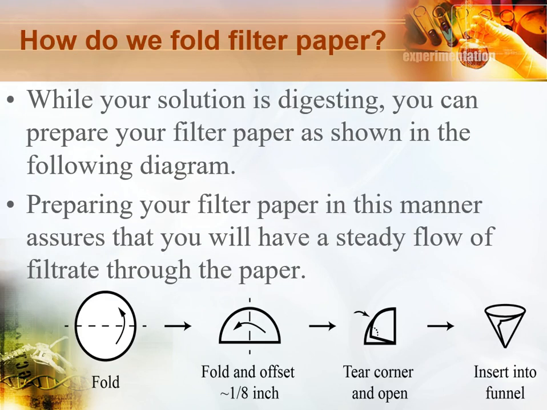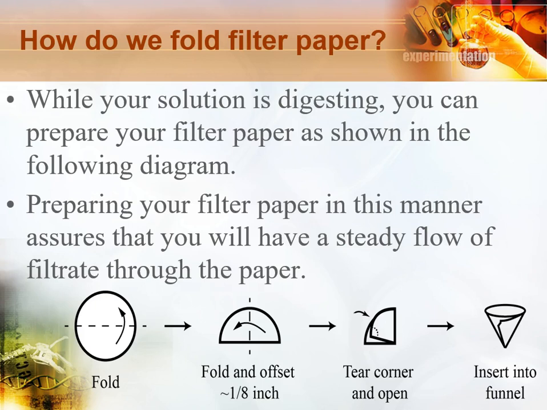So while your solution is digesting, you can prepare your filter paper. As shown in this diagram right here, and it's also described in the video, you fold the paper in half, and then you fold it in half again, but you don't want the edges to meet. Make sure it's offset by about half an inch. And then just tear off a little corner, and then unfold it and insert it into a glass funnel with a long stem. If you then just wet it with some water from your wash bottle, you can seat the filter paper into the funnel and provide a nice seal.